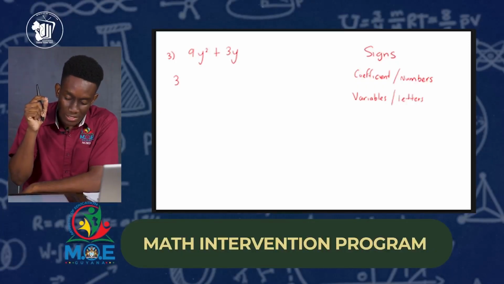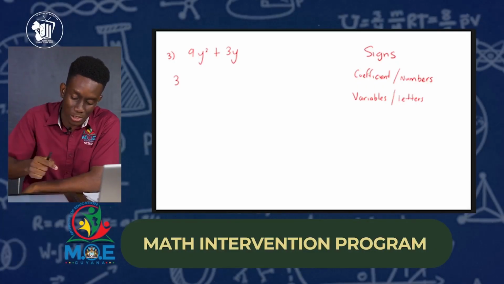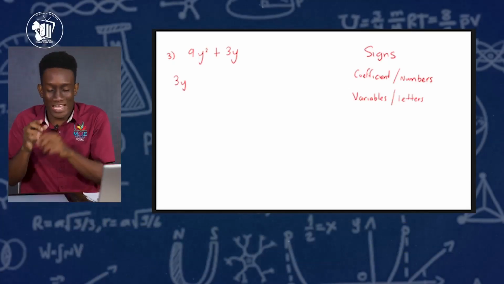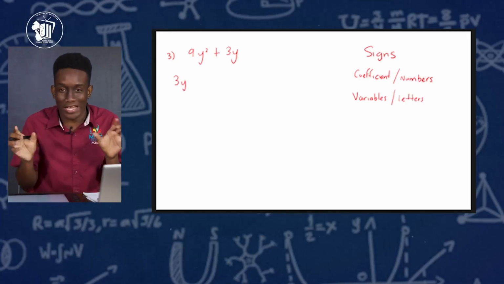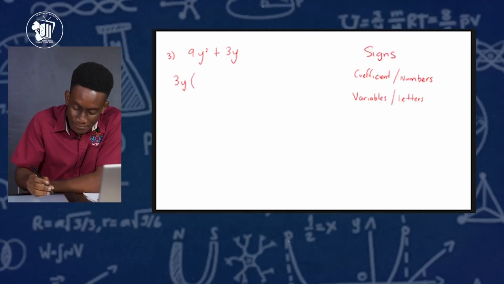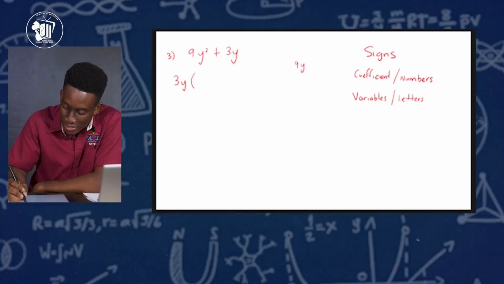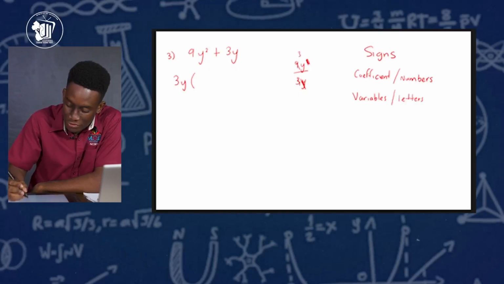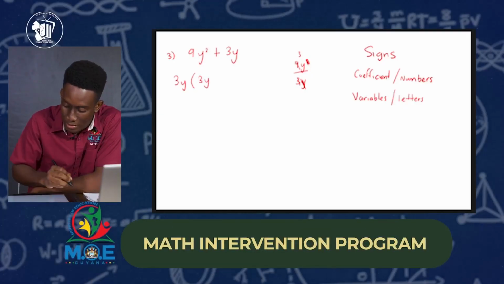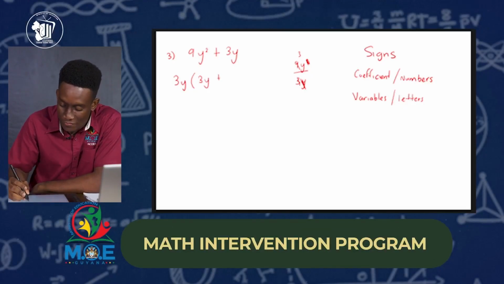Then we look at the variables, the letters. So we see the highest common factor between y squared and y would simply be y. That is the highest factor that can divide y squared and y. So we factor out the 3y. So we're left with, so 9y squared divided by 3y would give you, this y will cancel out with one of this y. 9 divided by 3 would give us 3. So we're left with 3y plus 3y divided by 3y.